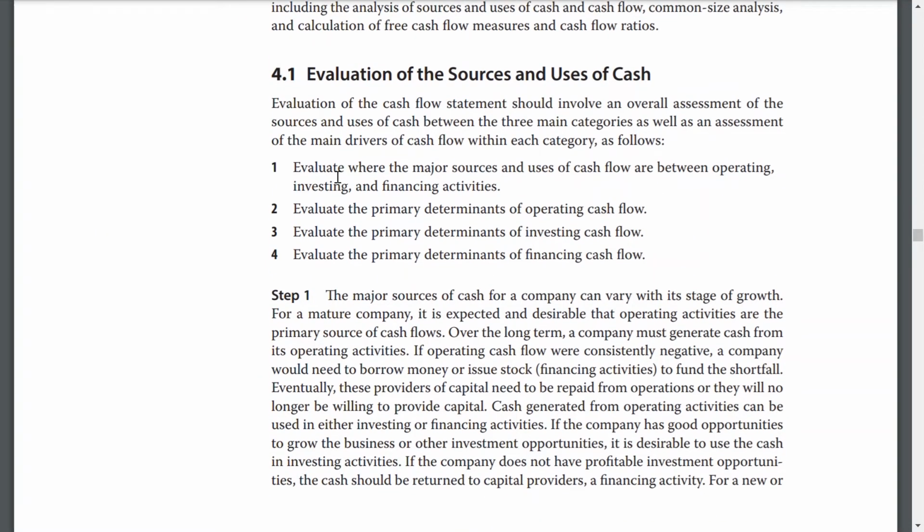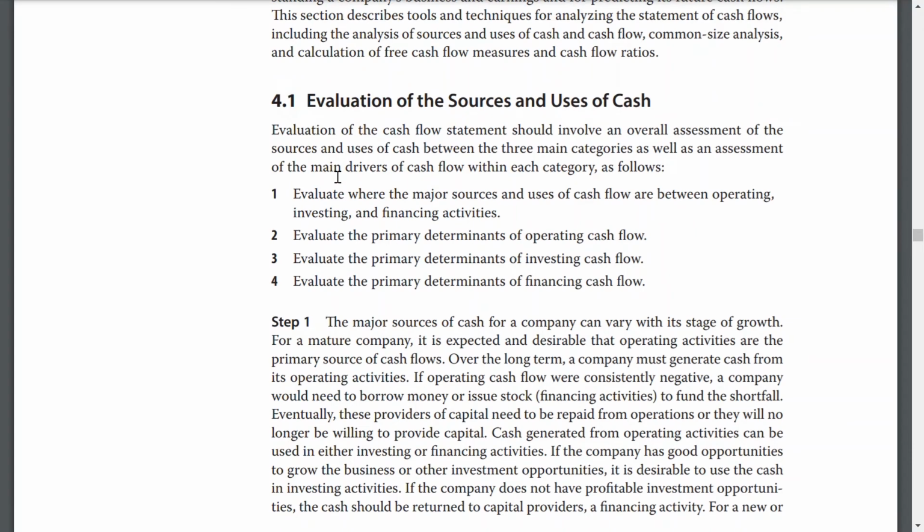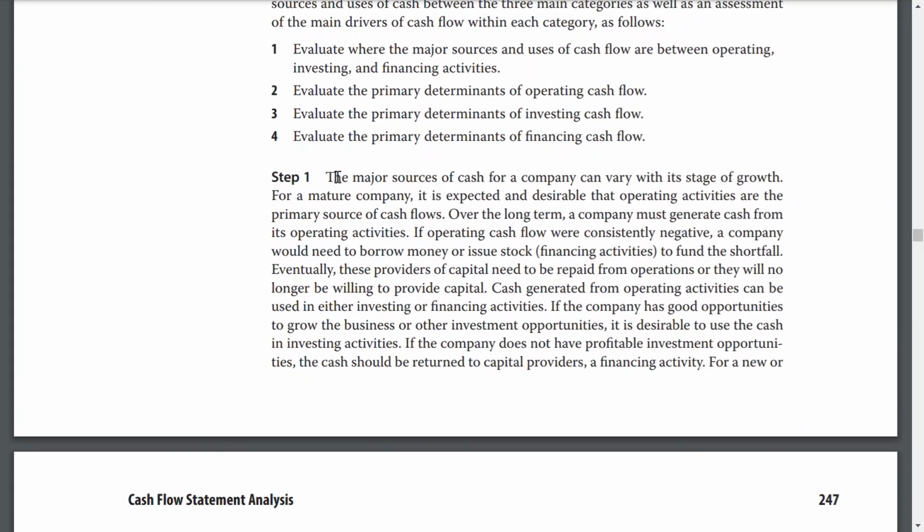Evaluation of cash flow statements should involve an overall assessment of the sources and uses of cash between the three main categories, as well as an assessment of the main drivers of cash flows within categories, as follows. Evaluate where the major sources and uses of cash flow are between operating, investing, and financing activities. Evaluate the primary determinants of operating cash flows, investing cash flows, and financing cash flows. Step 1, the major source of cash for a company can vary with its stage of growth.